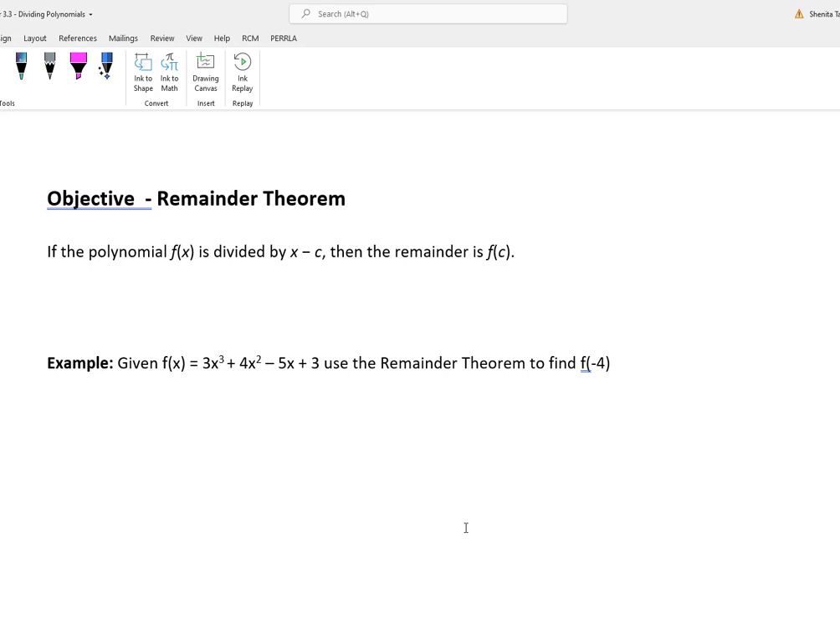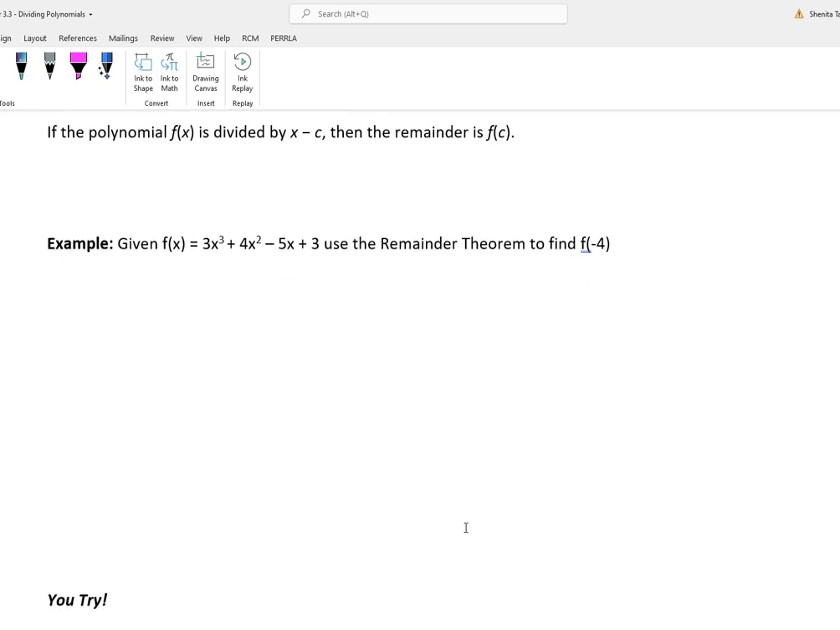In this first problem, you have f of x is equal to 3x cubed plus 4x squared minus 5x plus 3. We're going to use the remainder theorem to find f of negative 4. Okay? So basically, you're going to divide by negative 4. Whatever your remainder is, that's the answer.